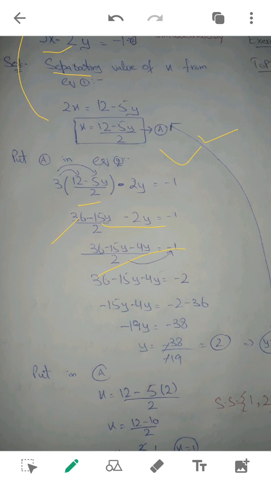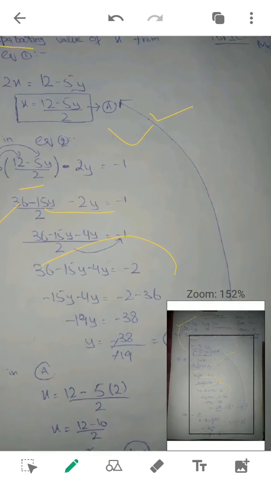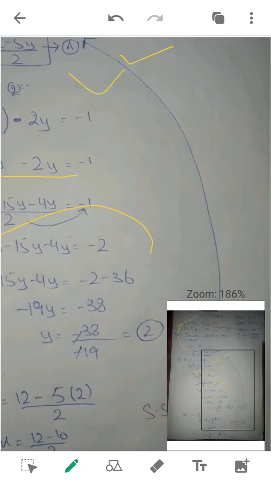This 36 has been shifted to this side. This becomes minus 36. Now both the signs are negative on both sides, so it will add up and the sign will remain negative. That is what I have done: minus 19 and minus 38. And this minus 19 is the multiple of y, so this will go to the divisor and we will get y equal to 2. A calculator can be used there. So y is equal to 2 is what we have got.